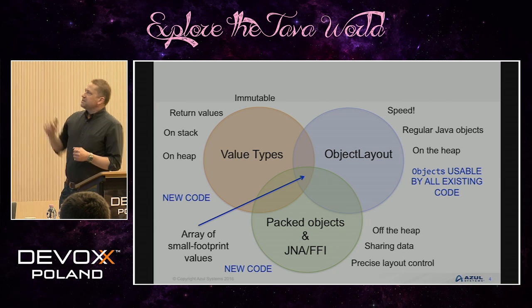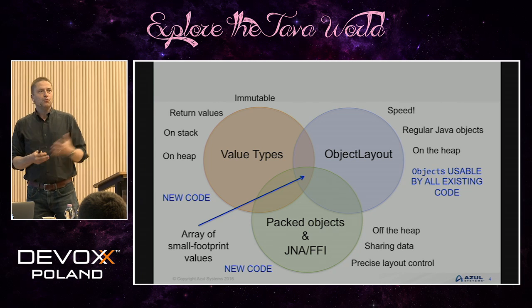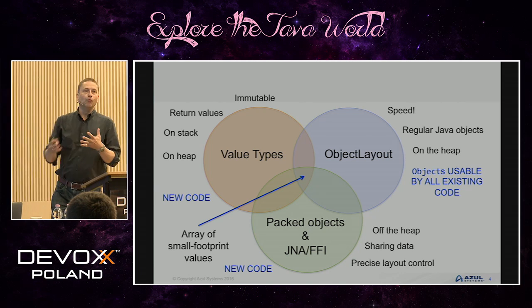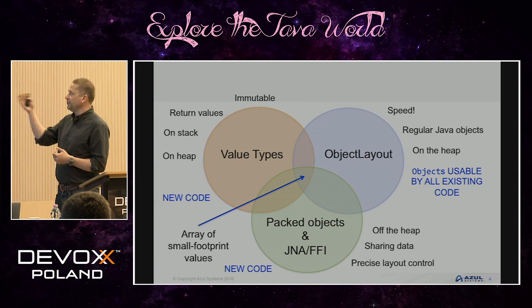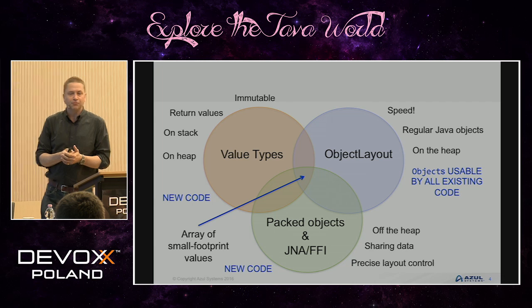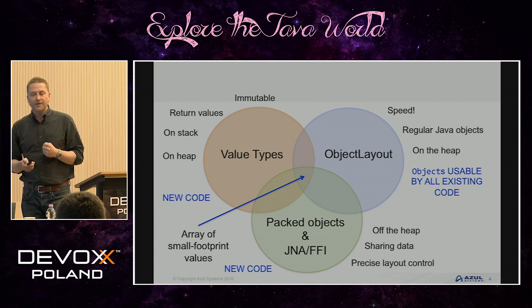And we can see that there's an intersection between all three of these, where we might have a situation where you've got an array of small footprint values, because you can store values in the object layout just as you could any other object. So there is this very small overlap where you might find you could use all three of them at the same time.